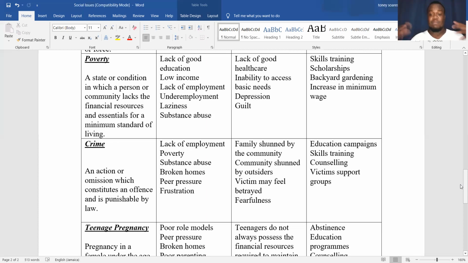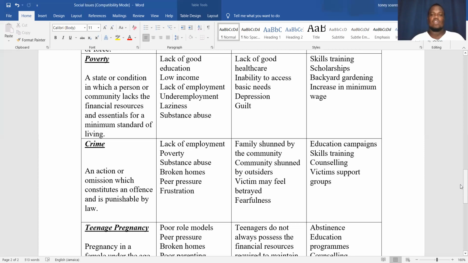Some consequences: family shunned by the community because they know that that family is a criminal family. Sometimes they just use one person and broad brush everybody and say that family is a criminal family, and they don't engage with them because they don't want anything to do with them, or they don't want them to hurt them as well. Community shunned by outsiders because they say a criminal lives down there. Victim may feel betrayed, and there's also fearfulness as a result of crime. Sometimes the victim is double crossed by somebody who they know.